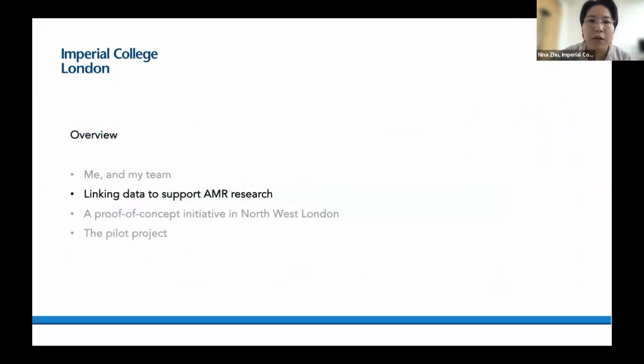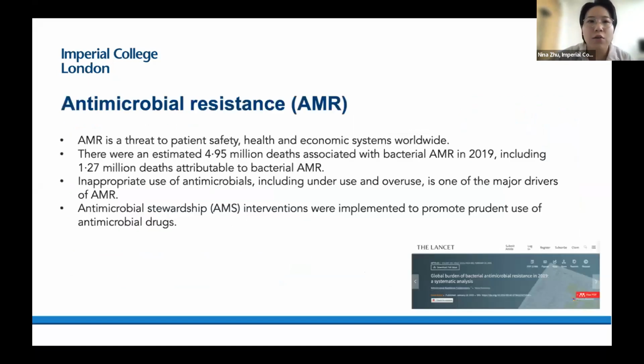So now coming to linking data to support antimicrobial resistance research. I don't want to spend any time here. Everyone here knows how AMR is a huge threat to patient safety, but also exerts a huge burden on health systems and economic systems globally. The newly published Lancet paper estimated the mortality attributable to AMR in 2019, and also the deaths directly associated with and directly attributable to AMR.